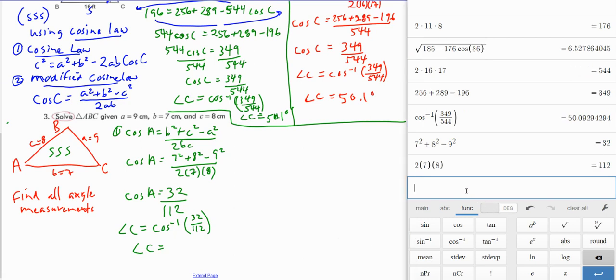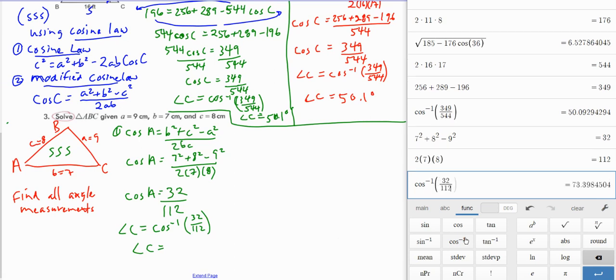So let's try that out. Second function cos, 32 divided by 112, and use your brackets properly. It didn't say, but we've been rounding to one decimal place. So 73.39 is going to be 73.4 then. And this is an angle, so we're looking at degrees. So there, now we know angle A is 73.4. Okay, so step 2 of our wonderful solution here.